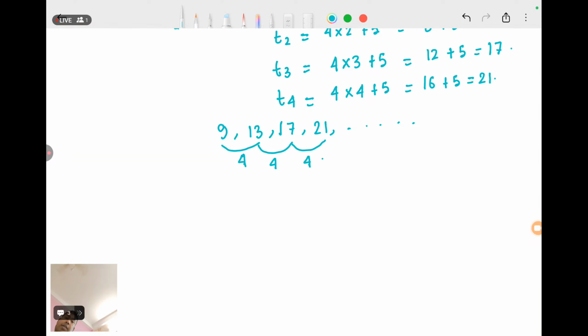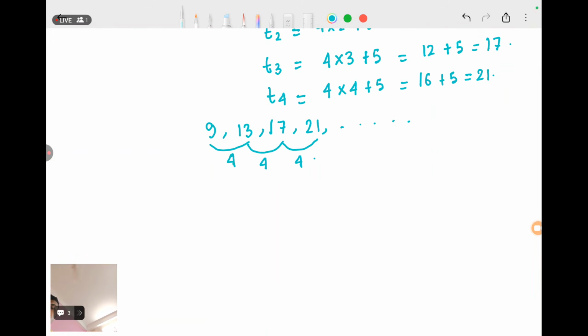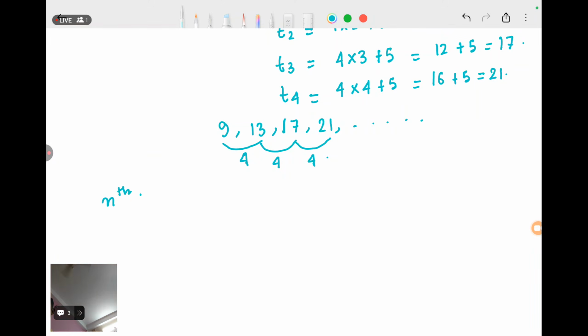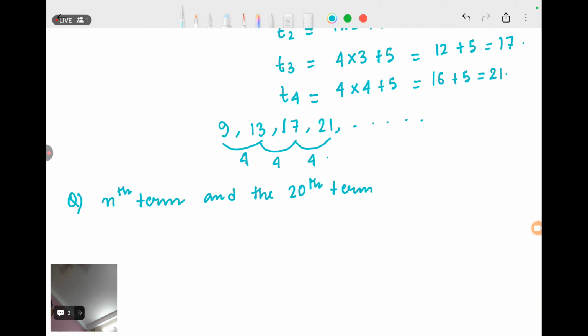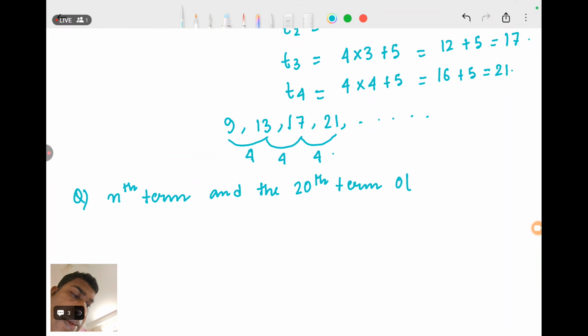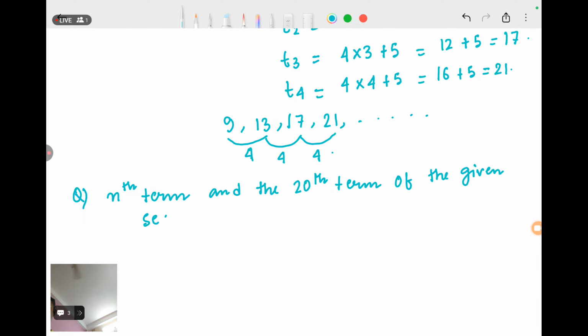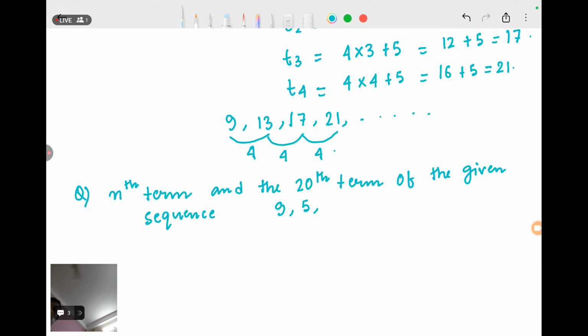Here another question is given: we have to find the nth term and the 20th term of the given sequence 9, 5, 1, -3 and so on.